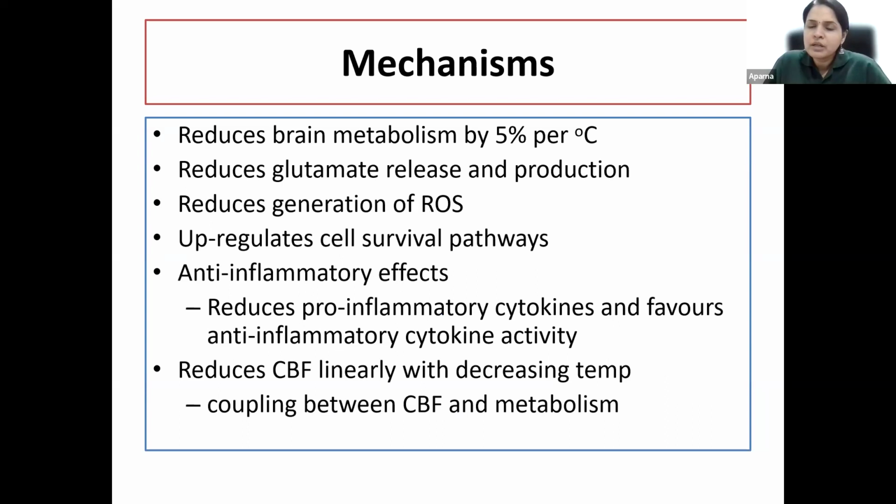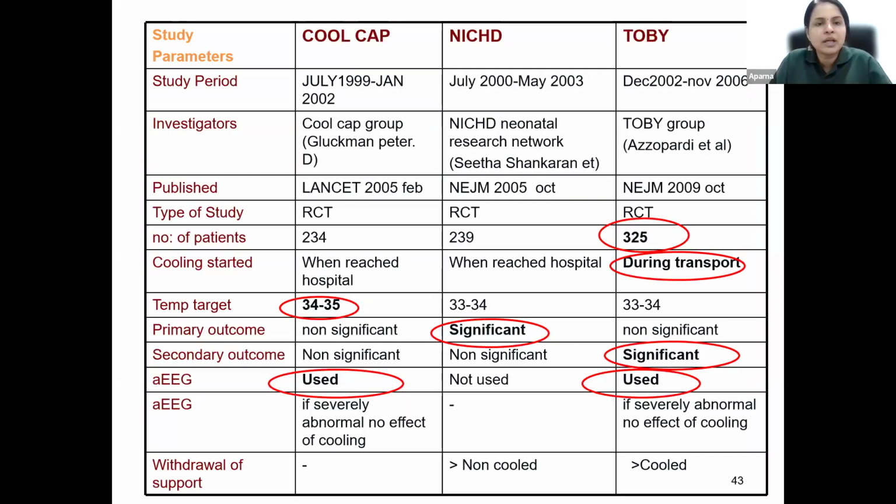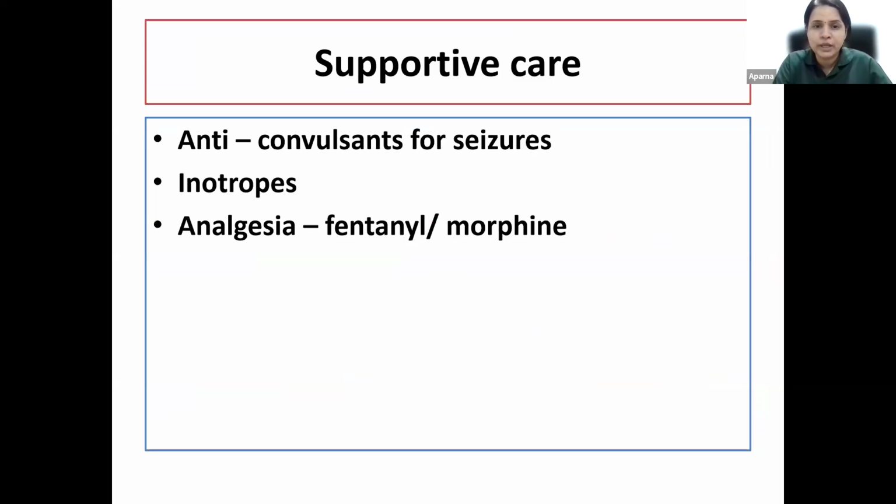Now, what are the mechanisms of cooling? Cooling helps by reducing the brain metabolic rate by at least 5% for every degree centigrade drop in temperature. It reduces glutamate release and production. It also reduces generation of reactive oxygen species. It upregulates the cell survival pathways or the anti-apoptotic pathways, and has anti-inflammatory effects by reduction in the pro-inflammatory cytokines and favoring of anti-inflammatory cytokine activity. It reduces cerebral blood flow linearly with decreasing temperature, and there is constantly a coupling between cerebral blood flow and metabolic rate.